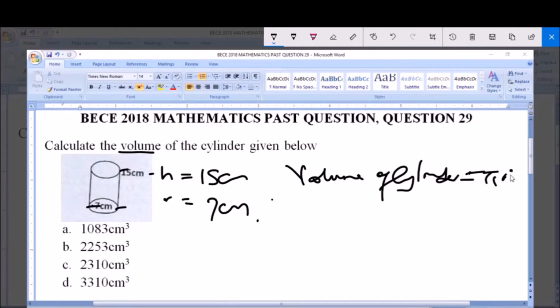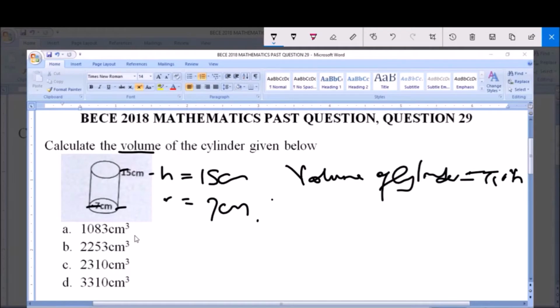Pi r square h. That is the area of a circle. If you look at it, the surface of a cylinder, that is this top surface here, is like a circle. Now the area of this circle multiplied by the height of the cylinder will give us its volume.